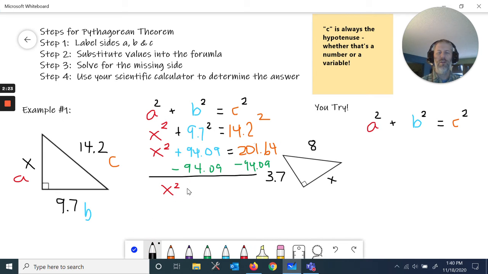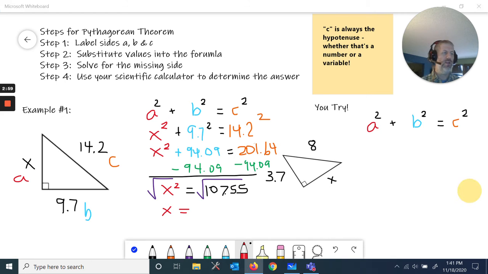So I'm left with x squared on this side. And then in my calculator, I'm going to take 201.64 minus 94.09, and I get 107.55. And now we need to remember to undo squared. We do square root. So we'll take our square root of 107.55.